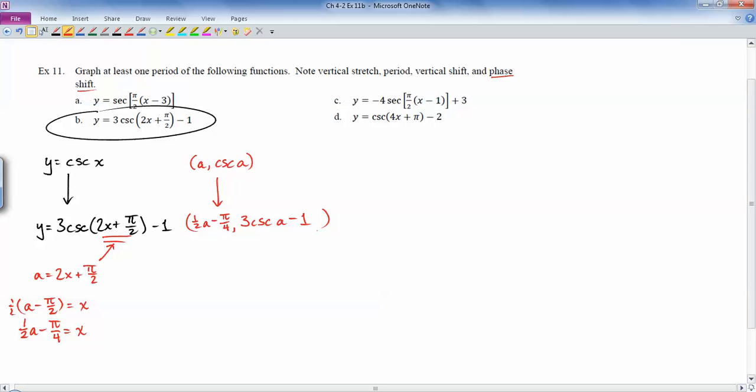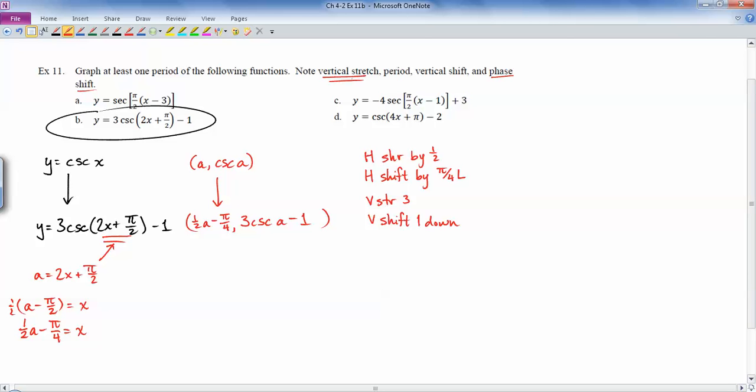And so now I can figure out what my stretches and shrinks are. So in terms of horizontal, I'm doing a horizontal shrink by 1/2, and I'm doing a horizontal shift by pi over 4 to the left. And I'm doing a vertical stretch by 3, and then a vertical shift 1 unit down. And then there are these things here.